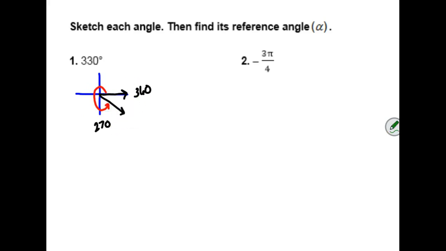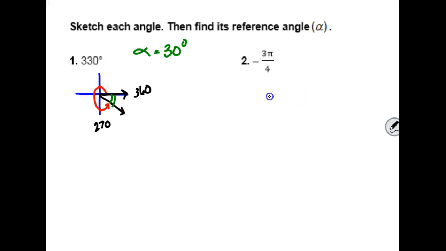What they want now is called the reference angle, which they use the alpha symbol for. Remember, we're just looking for the distance from the terminal side back to the x-axis. How many degrees would that be? 30 degrees. Very good. So reference angles are always positive because it's almost like they're measuring distance. That's the way I remember it.